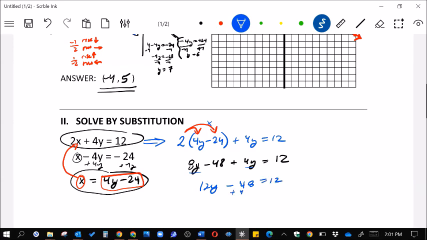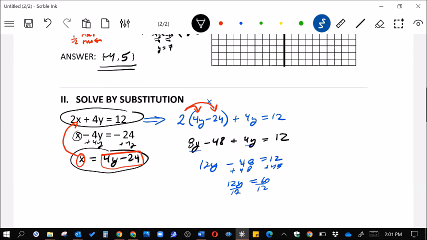Let's add the 48. 12y equals 60. Divide by the 12 on both sides. And we get that y is equal to 5. This is not enough, though. It's nice to know this, but we need to know the x value.